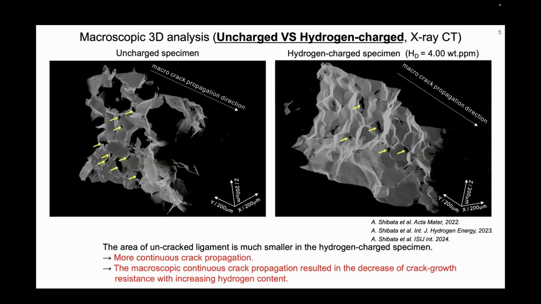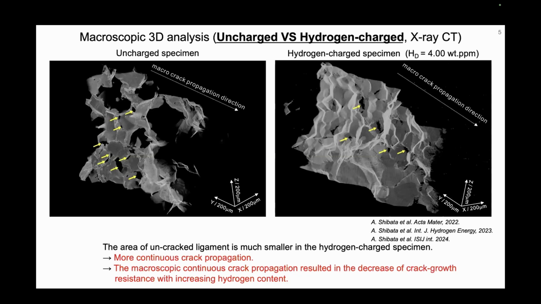Next, I show the macroscopic 3D analysis result by X-ray CT. These are the X-ray CT images around the macroscopic crack tip of the uncharged specimen and the hydrogen-charged specimens. The yellow arrow indicates the position of the uncracked ligament. That is the position where the crack is not continuous. So the crack was arrested locally at these positions.